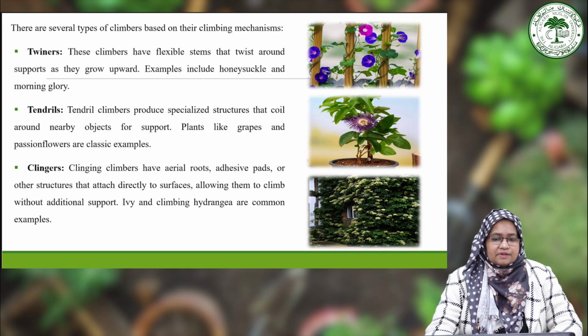Then next type is those which have tendrils. Tendril climbers develop a specialized structure that spirals around nearby objects for support. The classic examples include grapevines and passion flowers. Then the other one is the clingers. These clinging climbers possess aerial roots, adhesive pads or similar structures that adhere directly to surfaces, enabling them to climb without extra support. Common examples include ivy and climbing hydrangea.